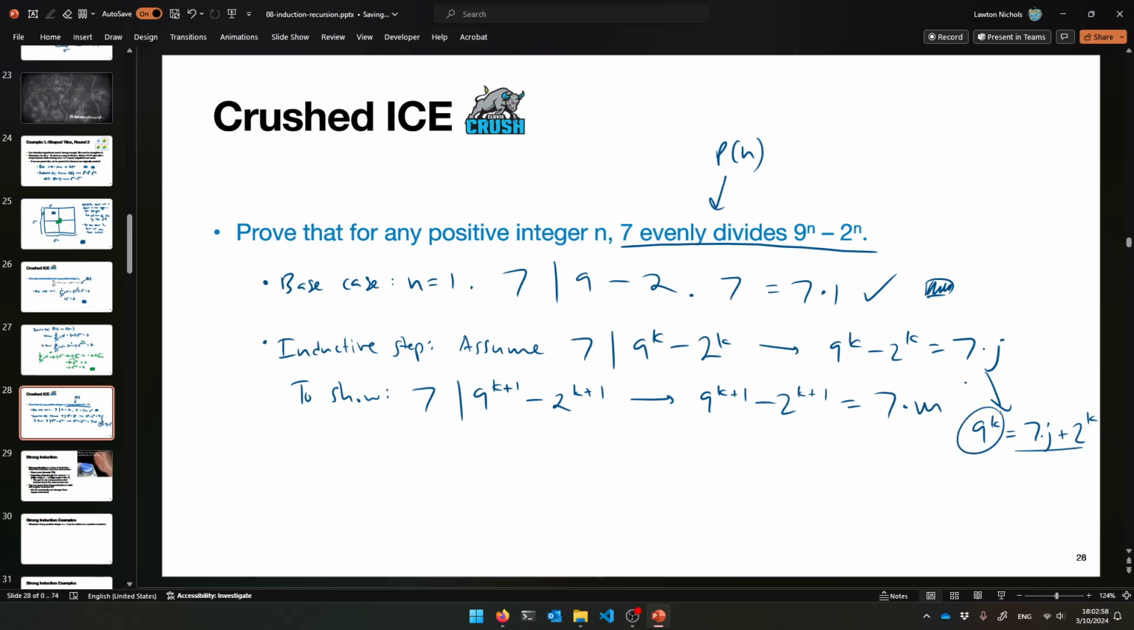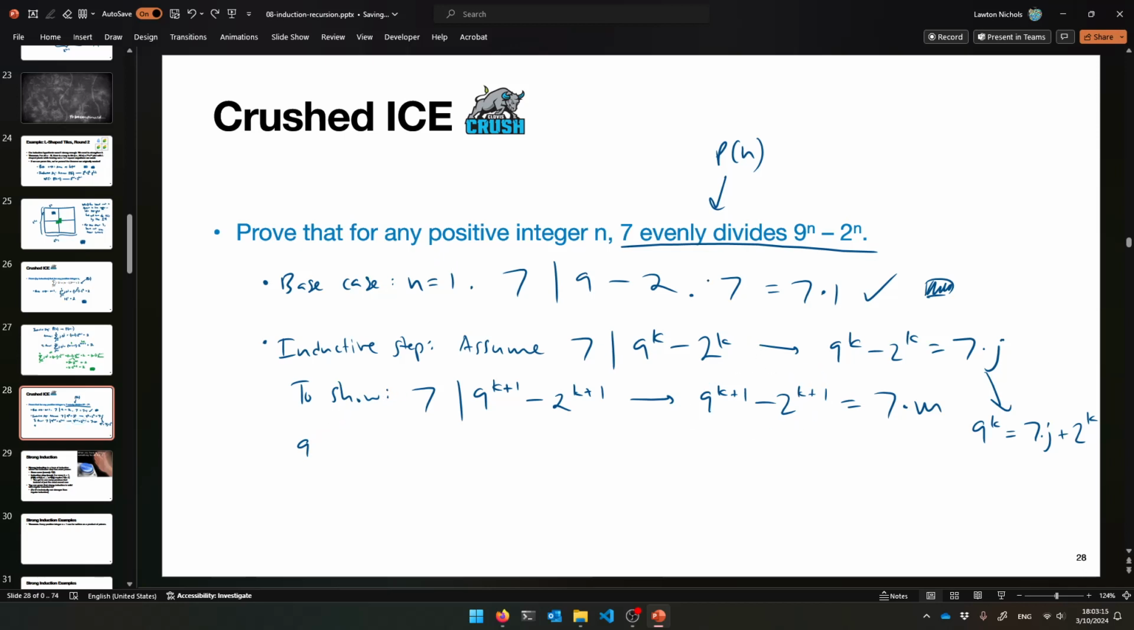I have something I can replace. If I had 9 to the k, I could replace it. I almost have 9 to the k here, don't I? So if I can factor out a 9, I could have it, right? So 9 to the k plus 1 minus 2 to the k plus 1.